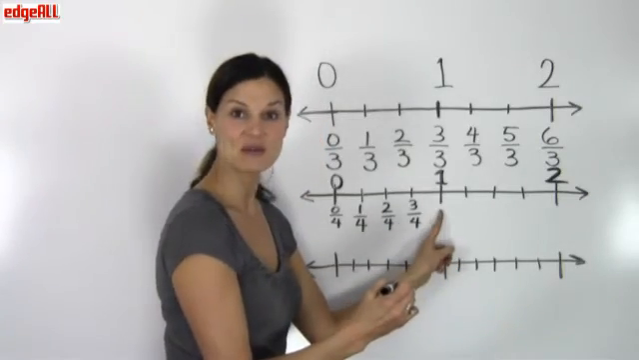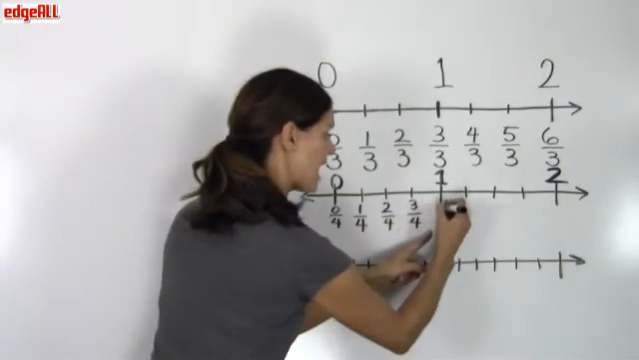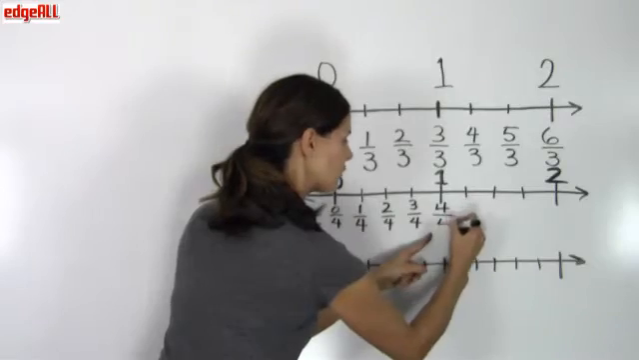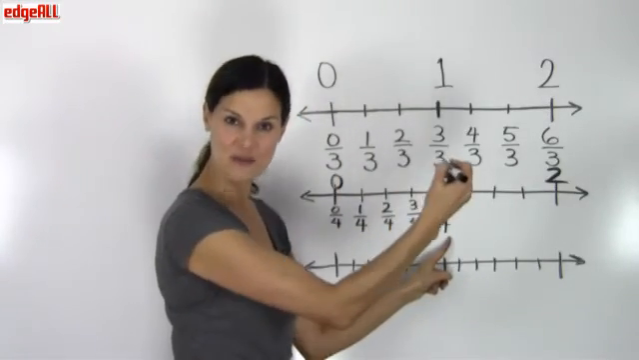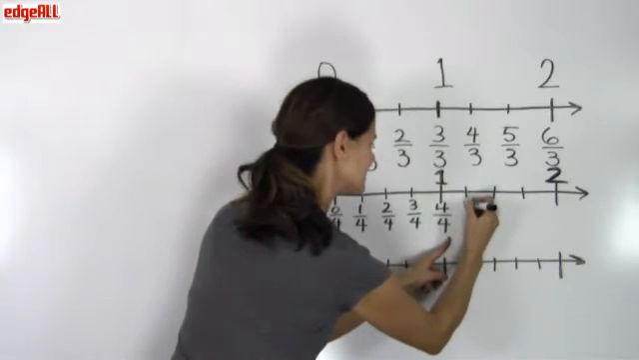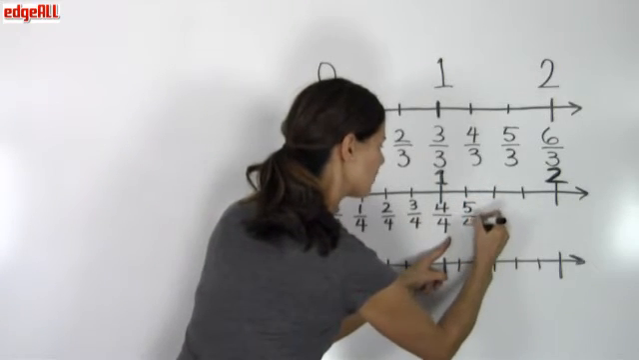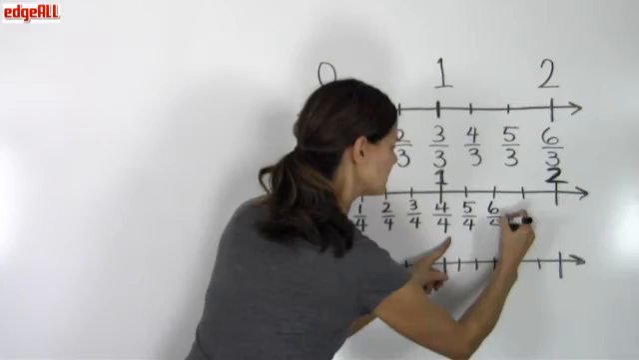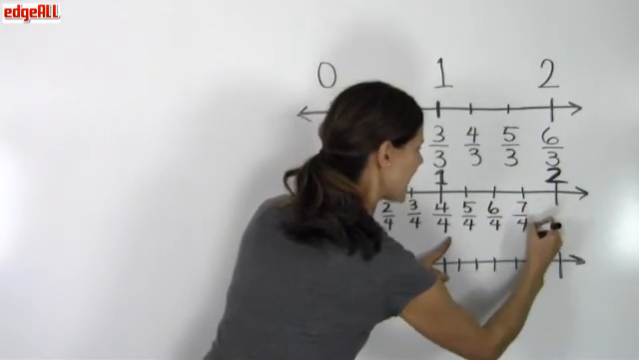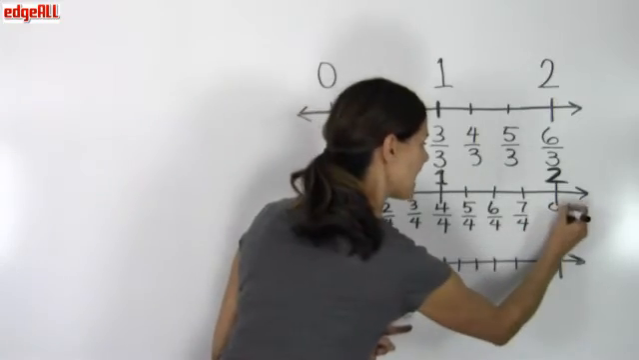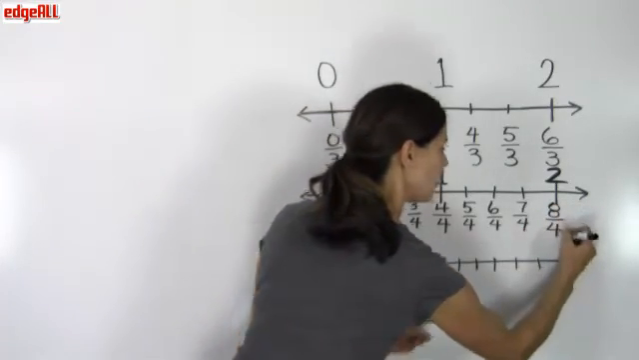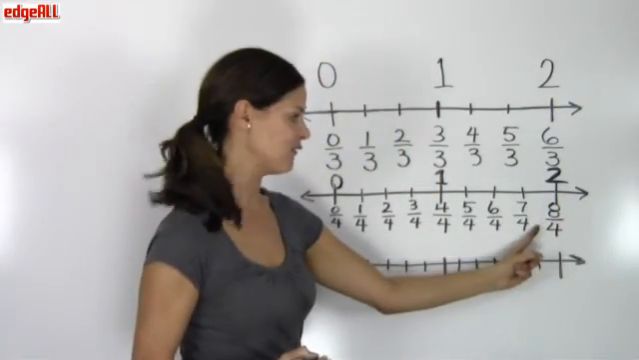Now, as you can see, when we land on our whole number 1, we are at 4/4. And again, any number over itself equals 1. This next marking here is at 5/4, 6/4, 7/4, and when we land on our whole number 2, we are at 8/4, or 8 divided by 4.